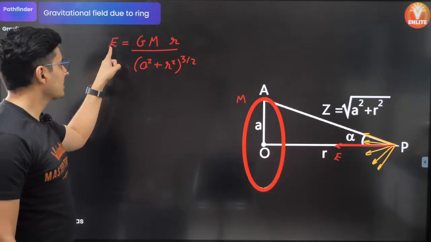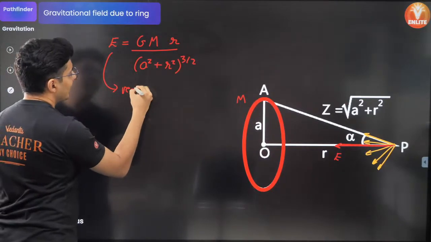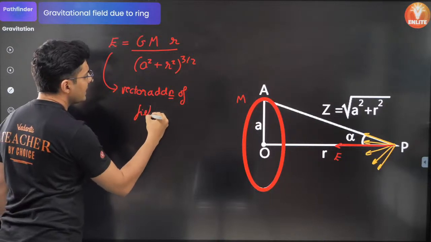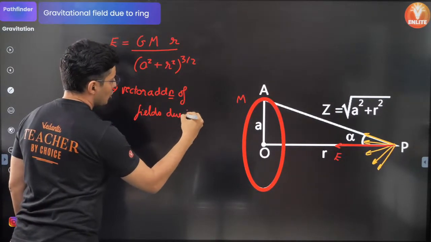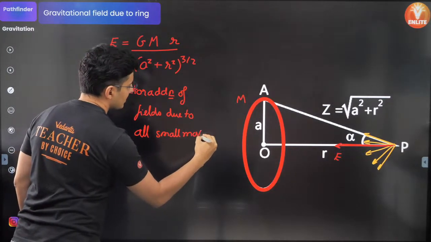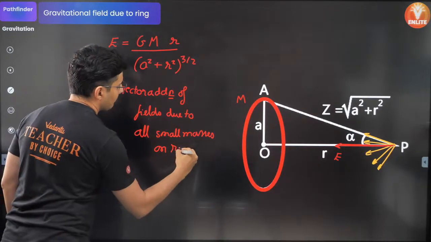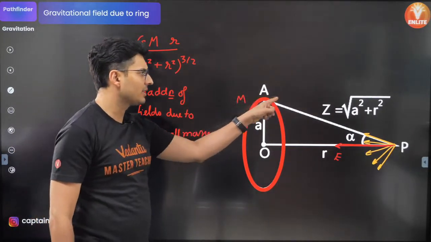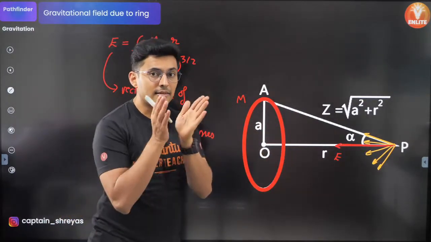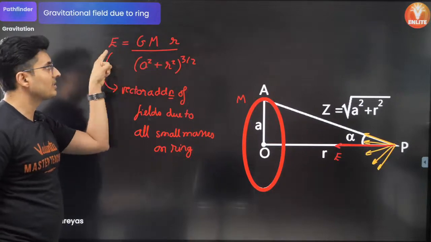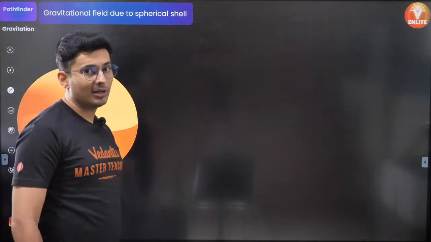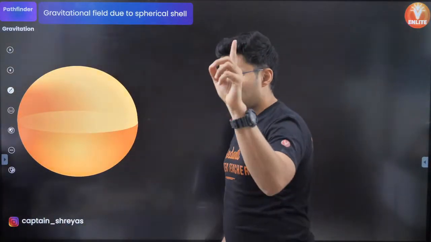Standard formula. This comes from the vector addition of the fields due to all small masses on the ring. This mass, this mass, this mass, this mass. All the masses apply fields, and the resultant vector is given by this formula. It is always along the axis of the ring. Keep this in mind. Next important formula which you should know is for a shell.